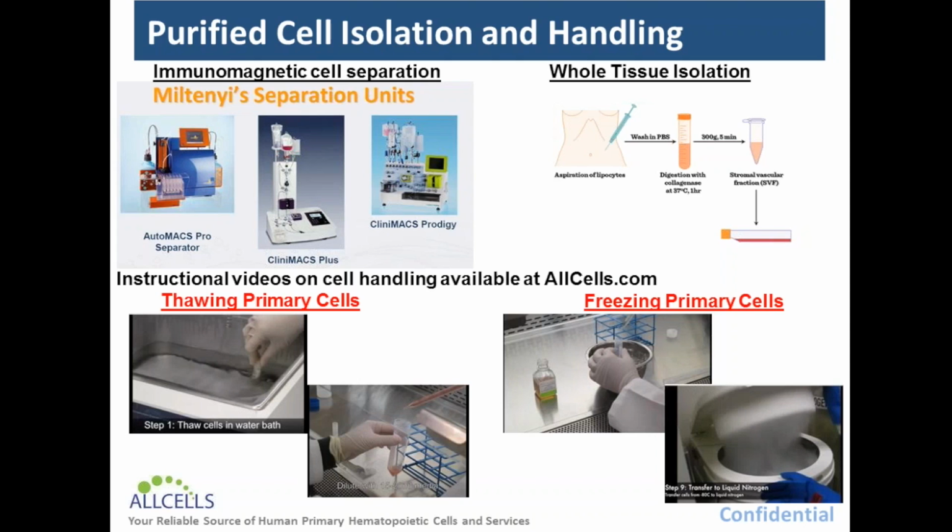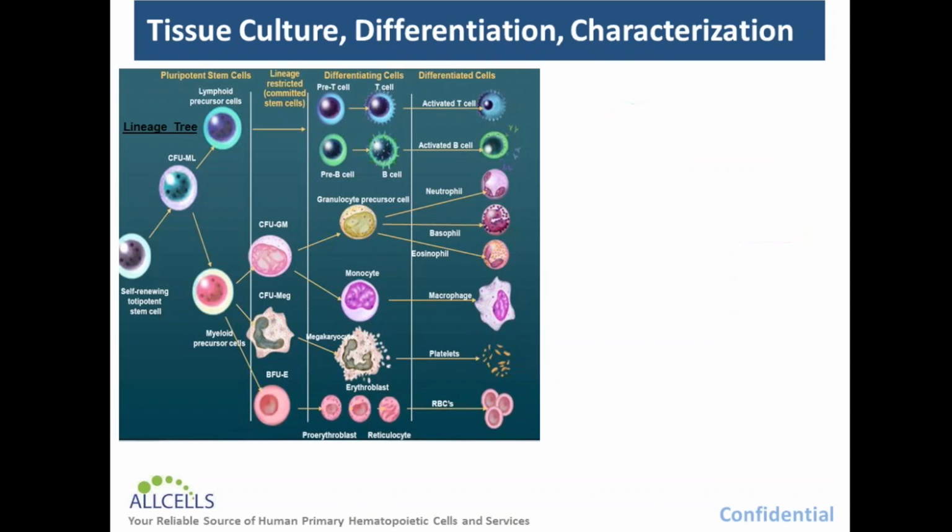There are several instructional videos on the AllCells website that give even more detail on the handling of primary cells, including freezing and thawing techniques. We encourage everyone to check out the protocols available on our website. The hematopoietic system contains many different types of cells, including stem cells, differentiating cells, and fully specialized cells, all of which can be isolated and purified for your primary use at AllCells.